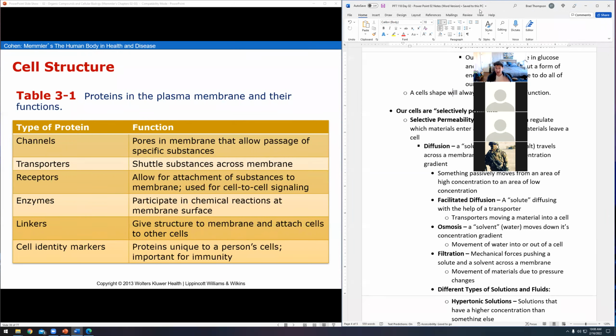And then probably most importantly, you've got cell identity markers, which are basically the name tags that say, hey, I'm a Cyrus cell, or hey, I'm a Julio cell. That is how your immune system knows, when some virus or some bacteria gets into your bloodstream, your body's like, show me your ID card.